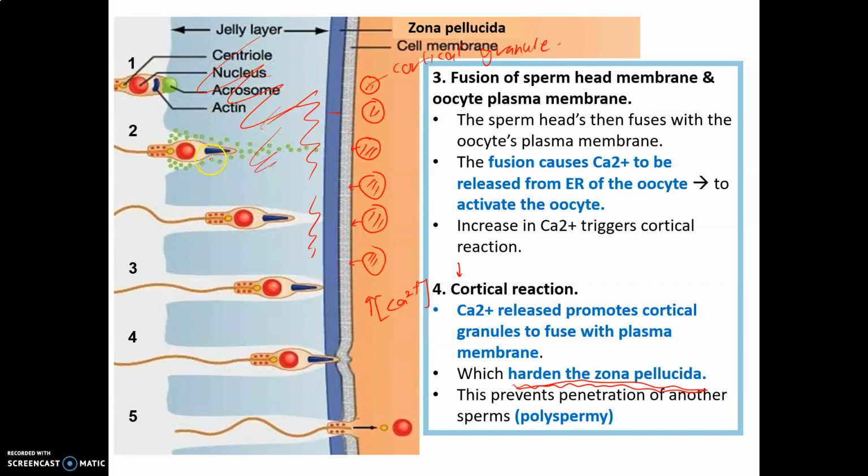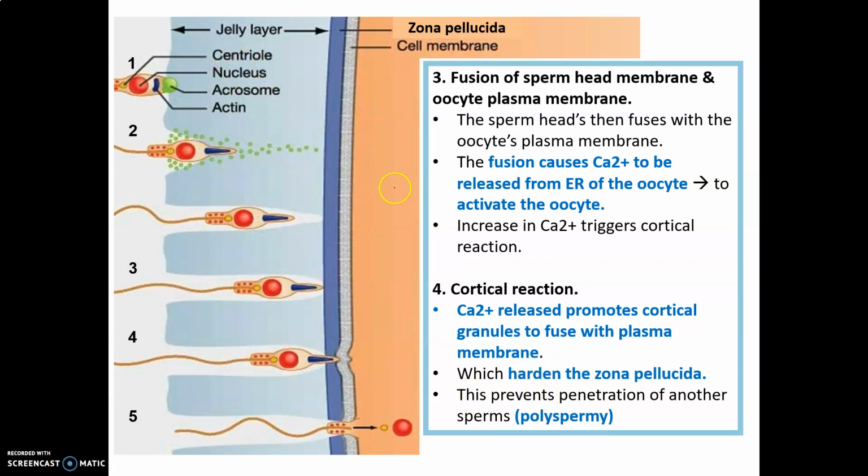Boleh tak another sperm pass through? Tak boleh. This is to prevent the polyspermy, the fertilization, adanya the fusion of more than one sperm. Okay, this to prevent penetration of another sperm. Itulah kepentingan cortical reaction. Bila ada saja increase in the calcium ion, akan adanya promote exocytosis of cortical granule. So basically akan ada cortical reaction. The content yang di-release daripada cortical granule tadi akan mengeraskan the zona pellucida, prevent another sperm from penetrating. So kita nak prevent polyspermy.